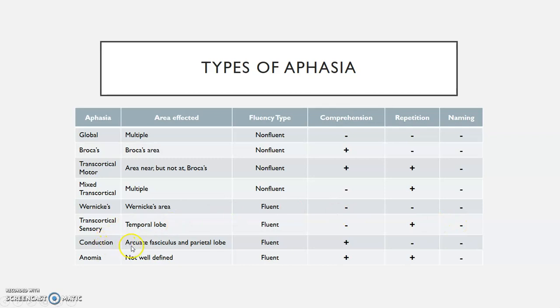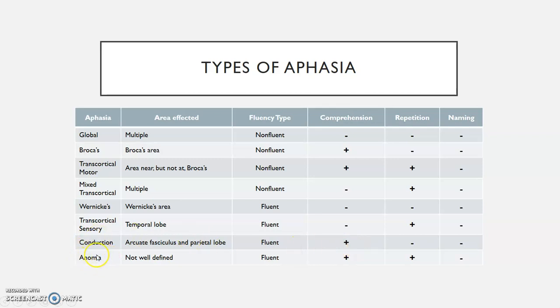Then conduction aphasia is damage to the arcuate fasciculus, so that transport of information from Broca's to Wernicke's. It could also be damage in the parietal lobe, which the arcuate fasciculus kind of arches into. It's a fluent aphasia, primarily related to poor repetition and poor naming, but good auditory comprehension.